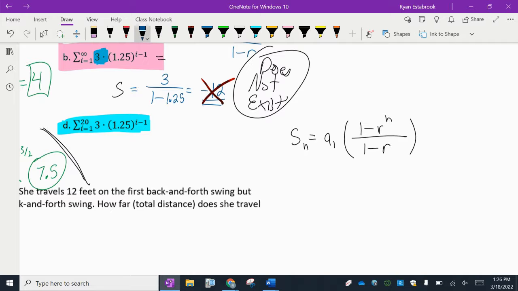We have S sub n. What is n equal to in this one? 20, because we have the first 20 terms. S sub 20 is equal to, what is a sub 1? 3, parentheses, 1 minus 1.25 to the 20th over 1 minus 1.25. I'm just taking this formula, plugging in the specific numbers from our example. Go ahead and calculate it.